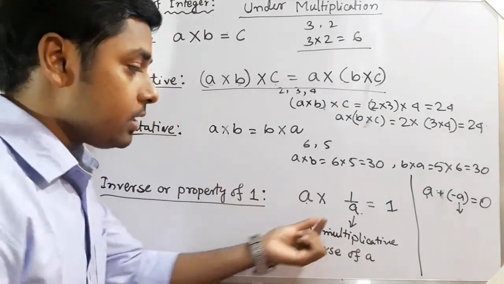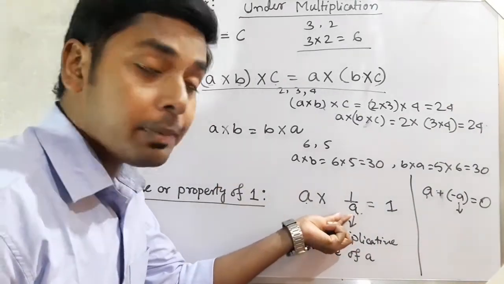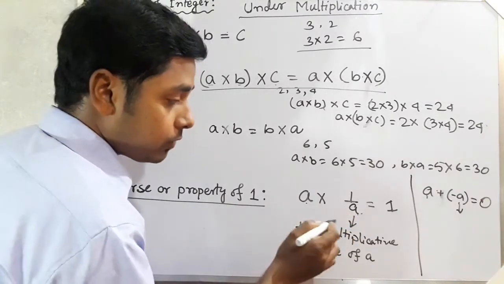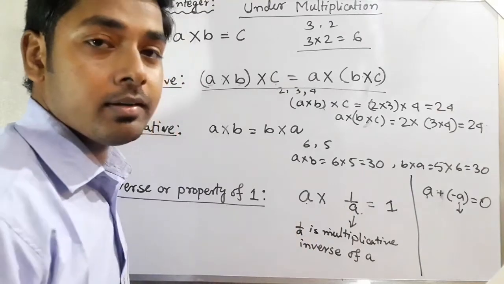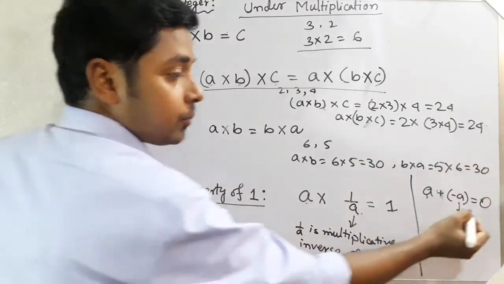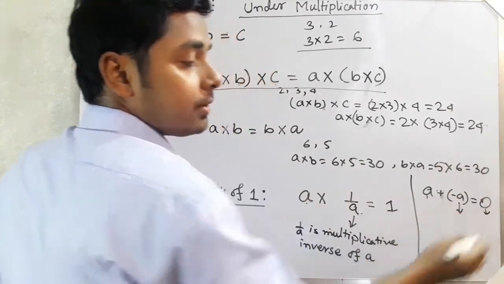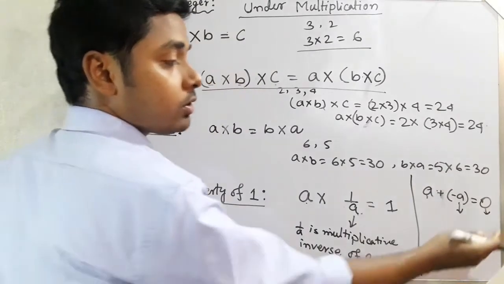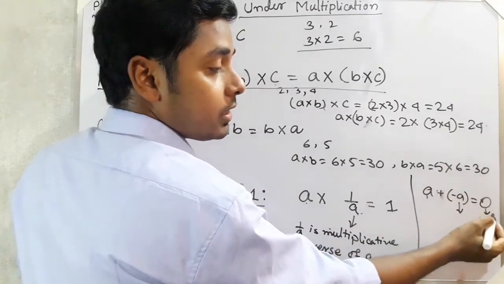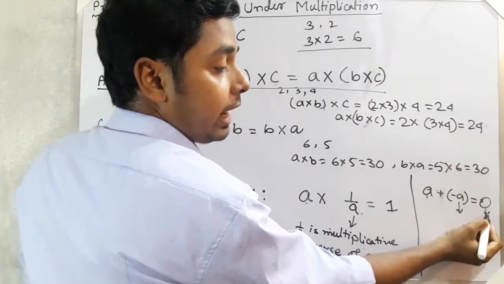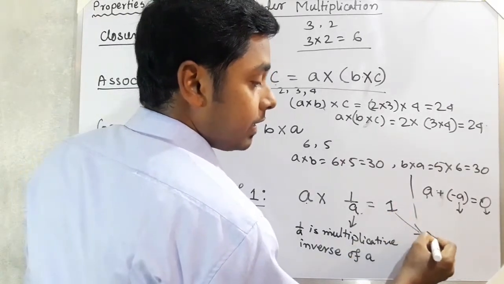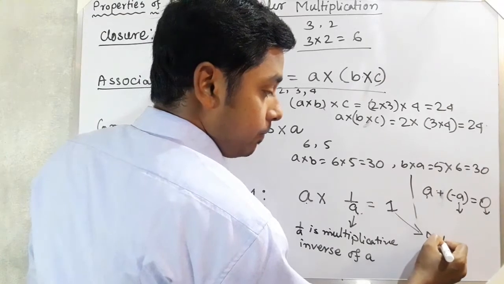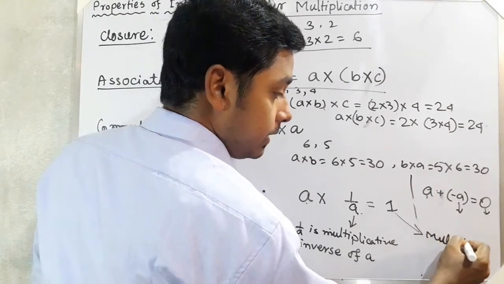Okay, that means whenever we are talking about the multiplicative inverse, we are taking the reciprocal of this element. Okay, and here 0 is the additive identity. Whenever we are talking about the inverse property for addition, then 0 is what? Additive identity, and 1 is what here? Multiplicative identity.